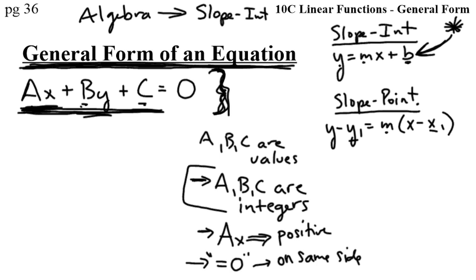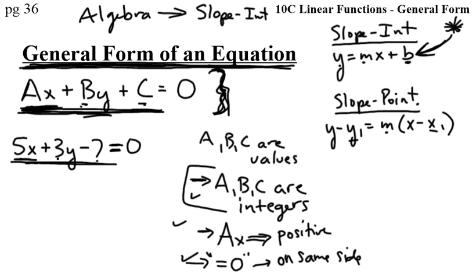So if I said 5x plus 3y minus 7 equals 0, is that general form? A, B, and C are integers. Yes. The Ax term is positive. Yes. And everything's on one side, so it equals 0. This is an example of general form.